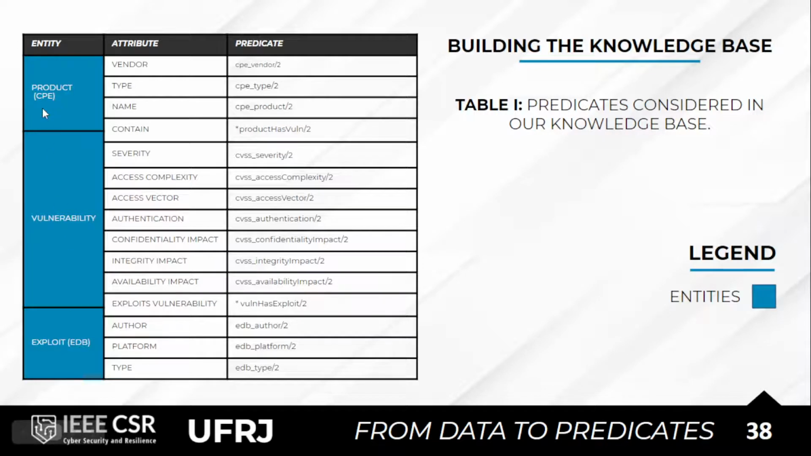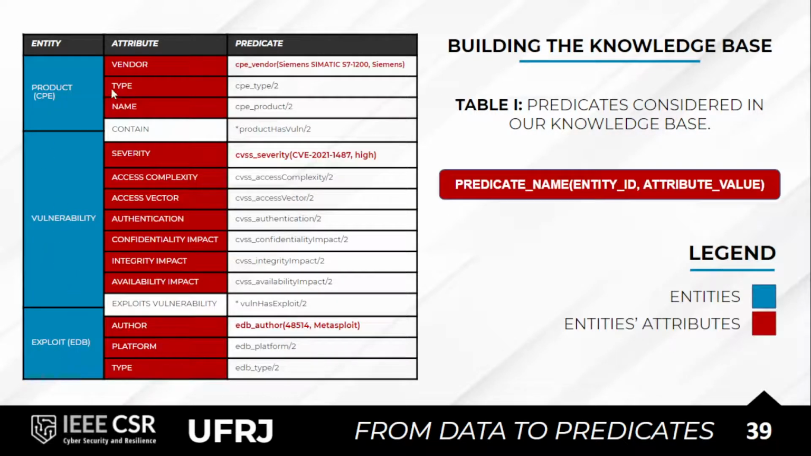In the first column, we have our entities, and each entity has a set of attributes that were also collected during dataset construction, and from them we generated predicates of the form predicate name, entity ID, attribute value. In the case of the vulnerability severity, for instance, we could have a predicate like CVSS severity with the ID of a vulnerability and its severity.